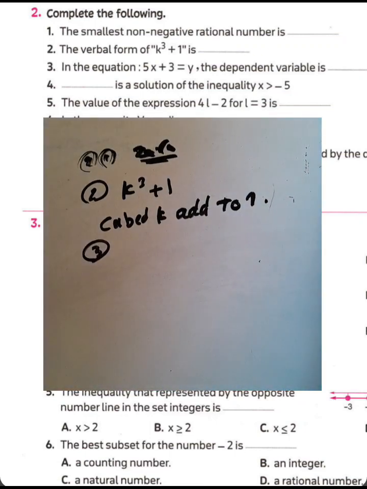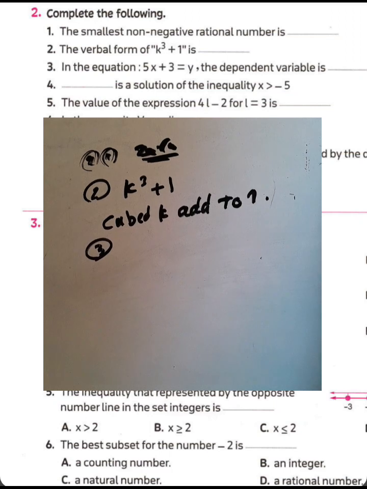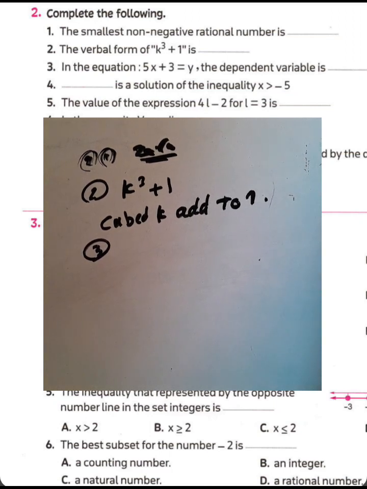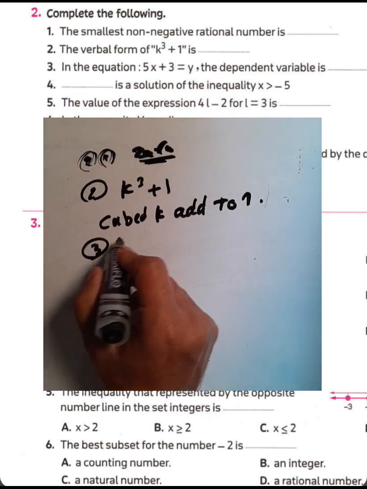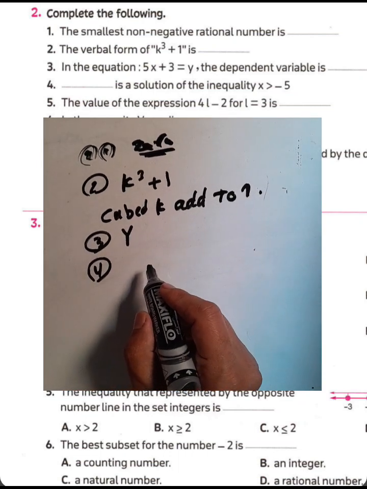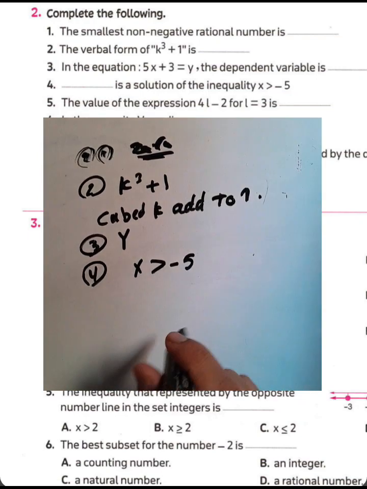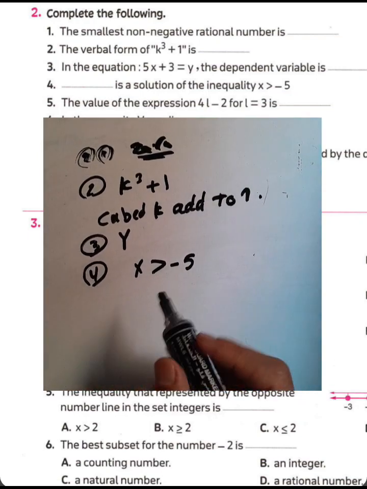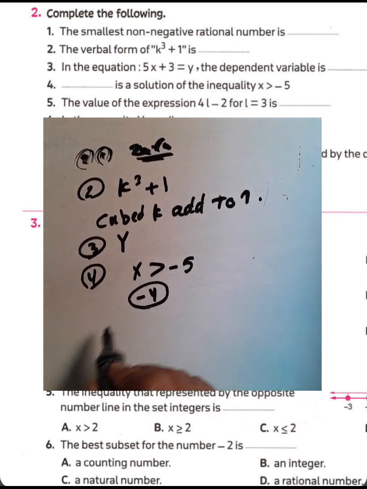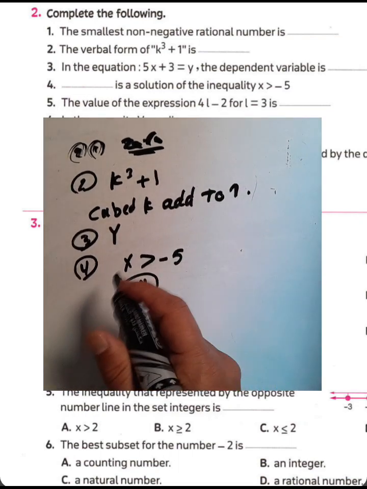Question number 3. In the equation 5x plus 3 equal y, the dependent variable here is y. We call it dependent. Question number 4. The solution of the inequality x greater than negative 5 is a number greater than negative 5, such as negative 4, and it will be true.